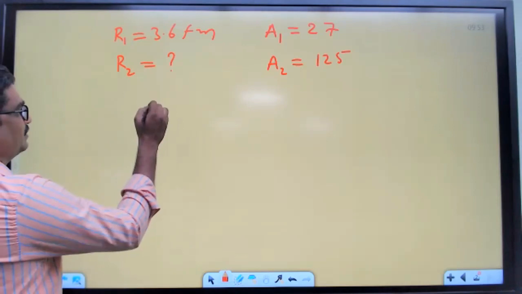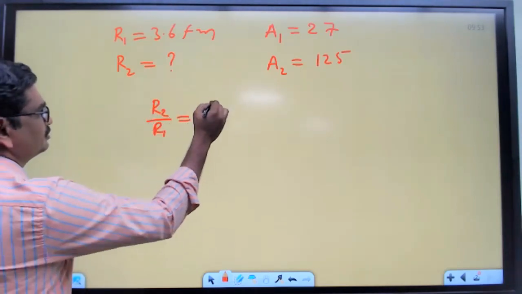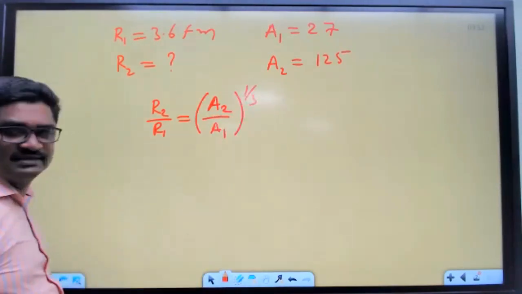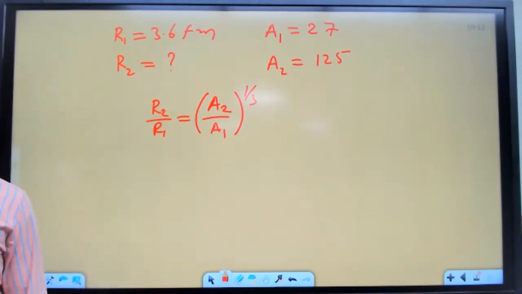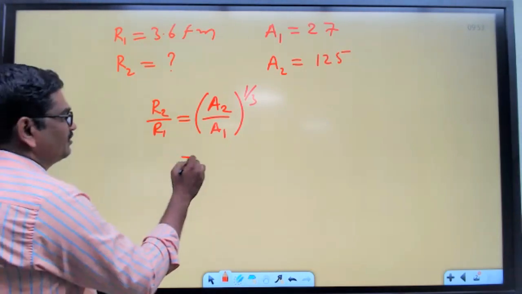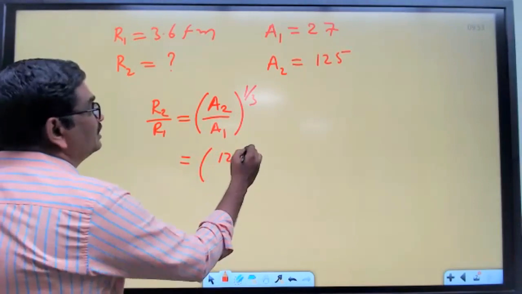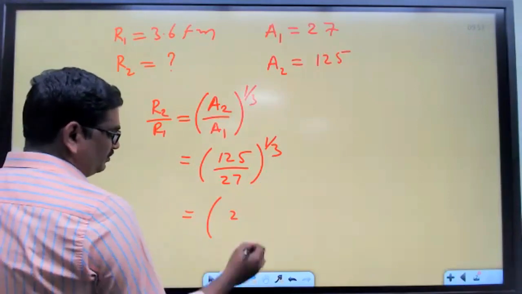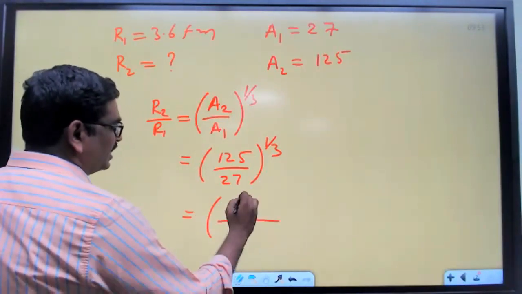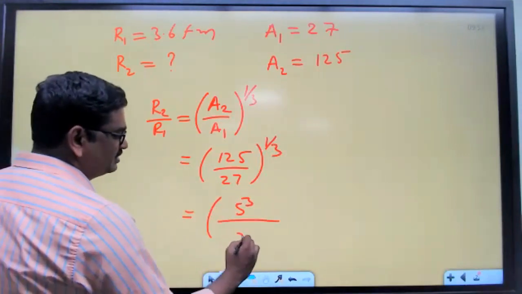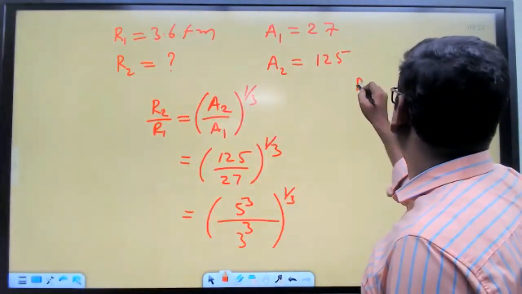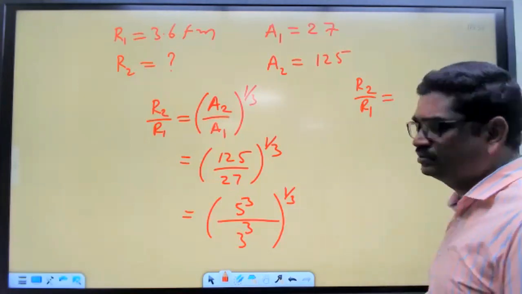So R2 by R1 can be written as R2 by R1 equal to A2 by A1 whole power 1 by 3. Can I write like this? Because R is directly proportional to A power 1 by 3. Substitute A2 and A1 values. A2 is 125, A1 is 27, whole power 1 by 3. Now 125 can be written as 5 cube. Next 27 can be written as 3 cube, whole power 1 by 3.